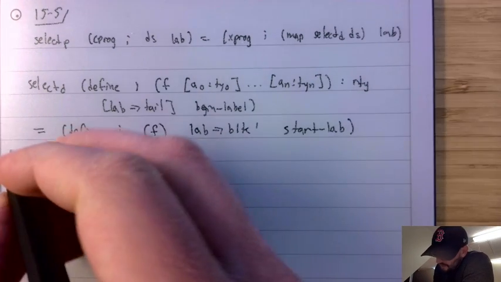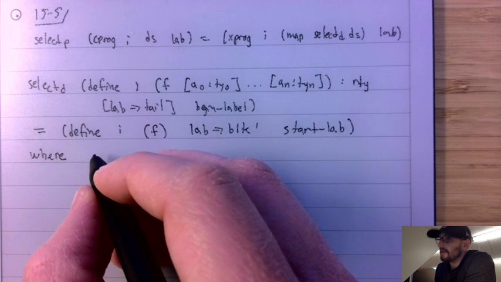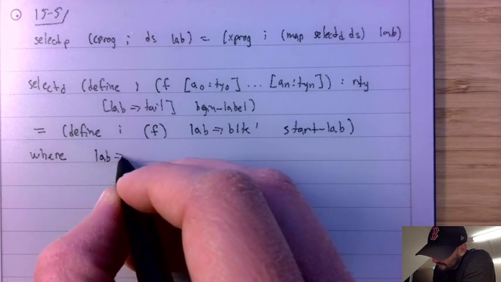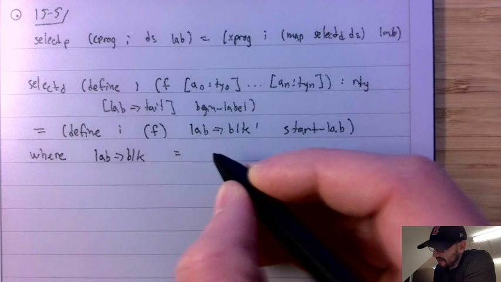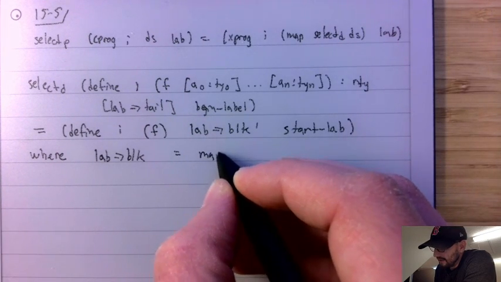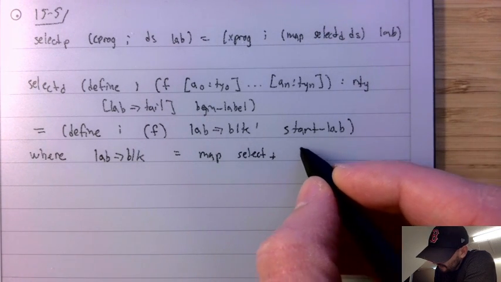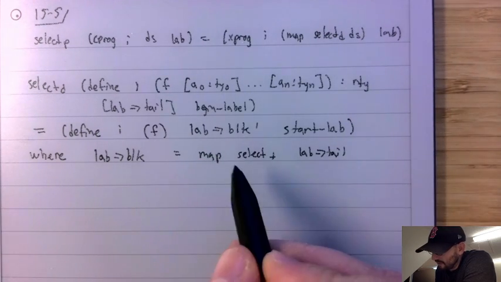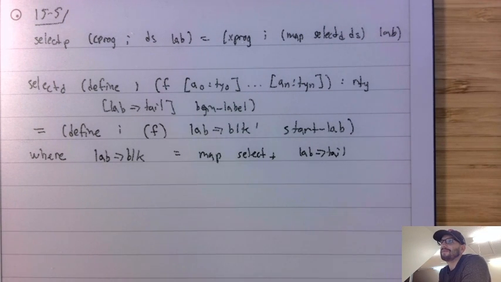All right, the label to block mapping is the result of calling select T on this label to tail thing. So basically we're going to go through each one of these and convert those tails into blocks, just like we used to do.